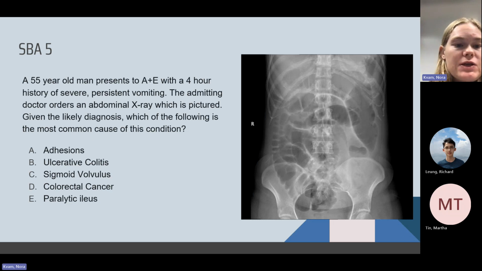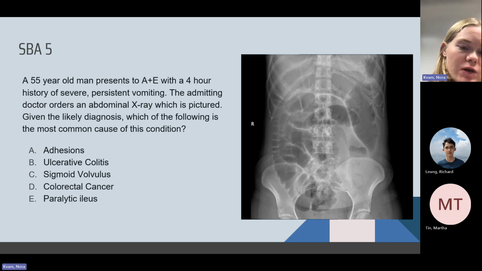A 55-year-old man presents to A&E with a 4-hour history of severe persistent vomiting. The admitting doctor orders an abdominal X-ray, which is pictured. Given the likely diagnosis, which of the following is the most common cause of this condition?